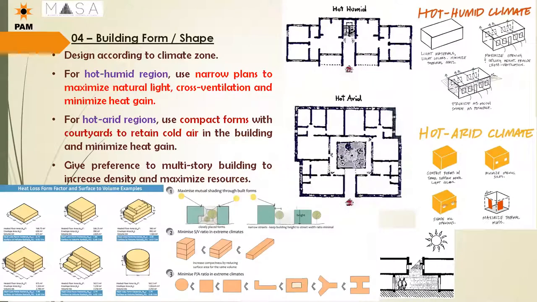The next is your building shapes and forms. Since my topic is about the tropical climates, if you realize, the hot climates can be defined into two: the hot arid area and the hot humid. What do I mean by the hot arid area? I go to the more extreme one. The hot arid climate is normally one where in the daytime or summertime, it gets really, really hot and very, very dry. And when it comes to winter or the cold season, it goes very, very cold. So the design for that is different from our hot, humid climates.